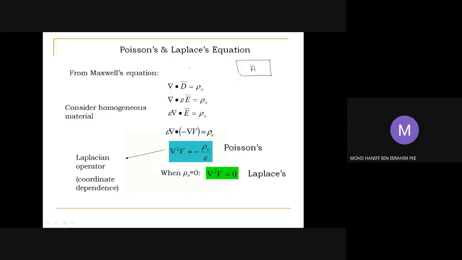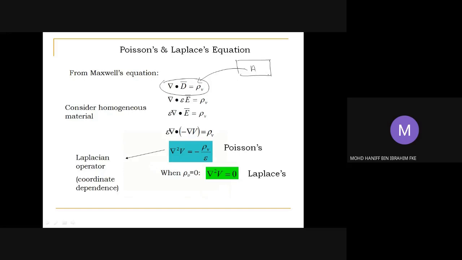To explain the properties of this region A, we have to use the first Maxwell equation, which originates from Gauss's law. We learned this in chapter 3, where we have the divergence of D equals rho V. We assume that this is an evaluation of the region A, so we are evaluating the divergence of D inside this region A.